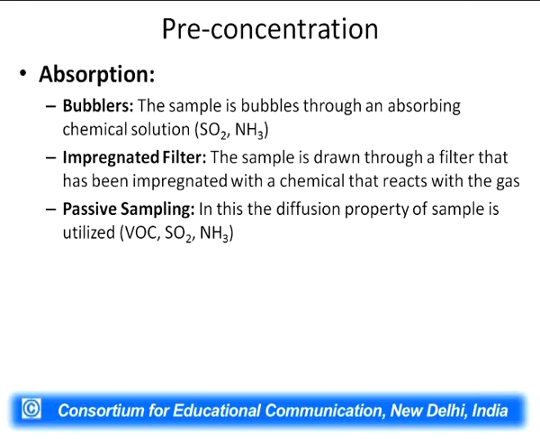The next one is impregnated filter, and in this the sample is drawn through a filter that has been impregnated with a chemical that reacts with that particular kind of gas. The third one is passive sampling. In this we use the diffusion property of the sample, and in such types of methods we can analyze volatile organic compounds, sulfur dioxide, and ammonia.